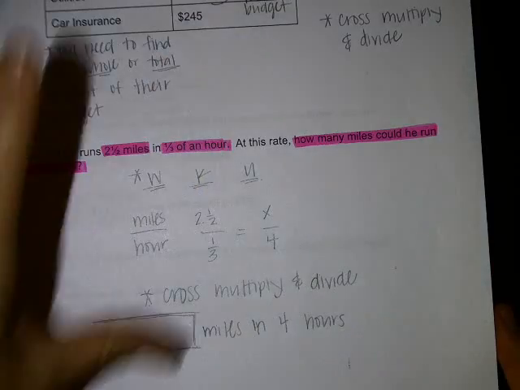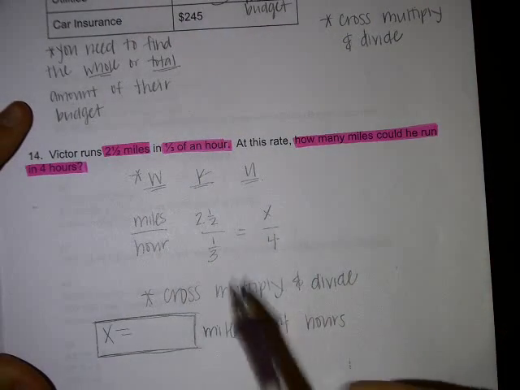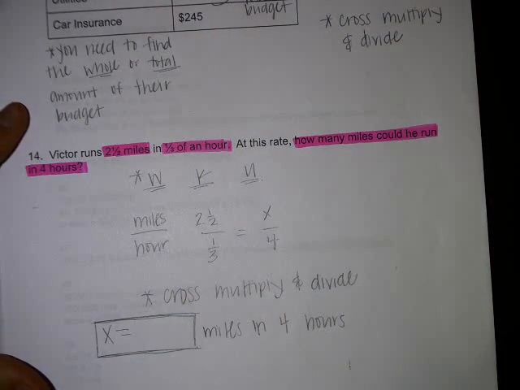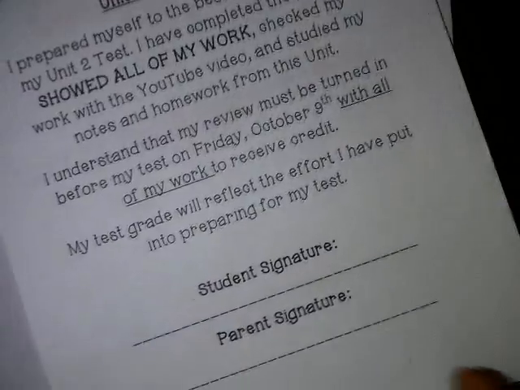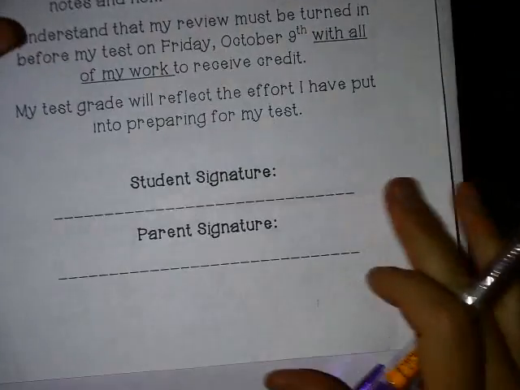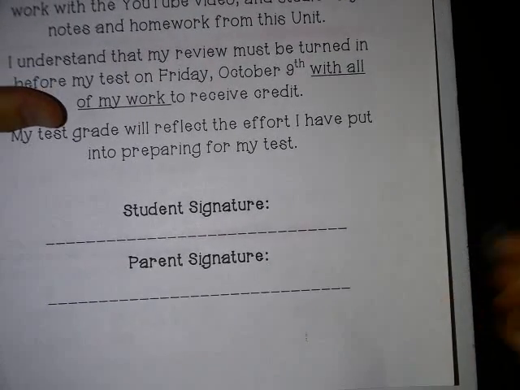Alright, so make sure again that you've shown work. I've set these up for you, but this is not all you need to do. You need to go back and cross multiply and divide or finish solving each of these problems. Again, make sure you've got a parent signature for some potential bonus points on your test.